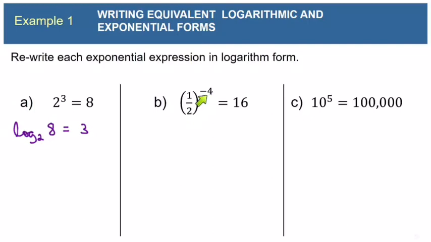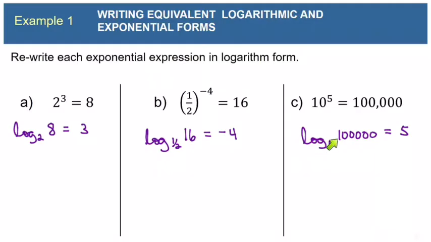1/2 to the negative 4th power equals 16. So the base is 1/2 and the exponent is negative 4. So we're going to write log base 1/2 of 16 equals negative 4. Remember, a log is an exponent. Okay, here we look at part C. 10 to the 5th power is 100,000. So the base is 10 and the exponent is 5. So we would say log base 10 of 100,000 equals 5. And I'll have a little more to say about log base 10 later on.